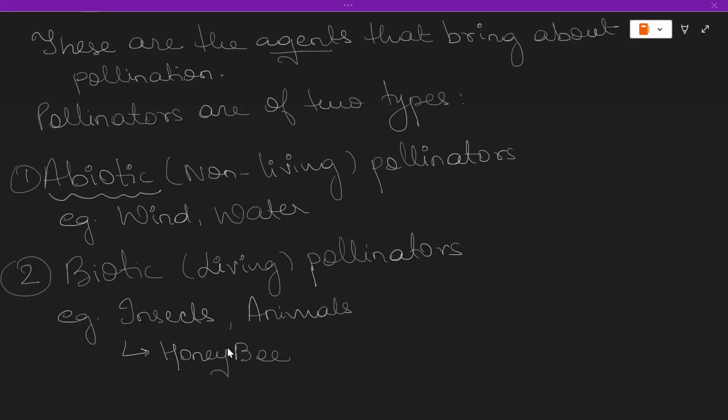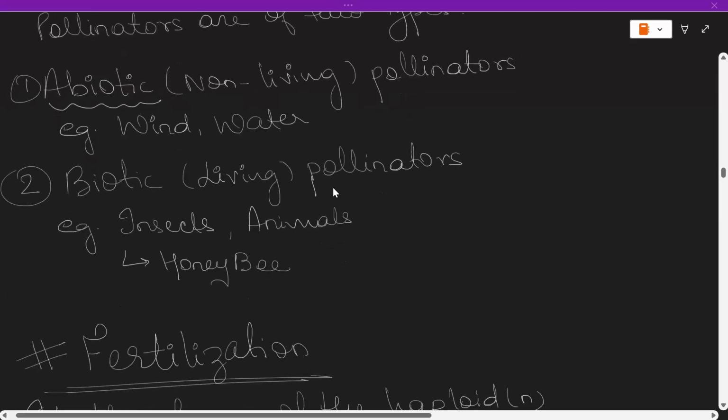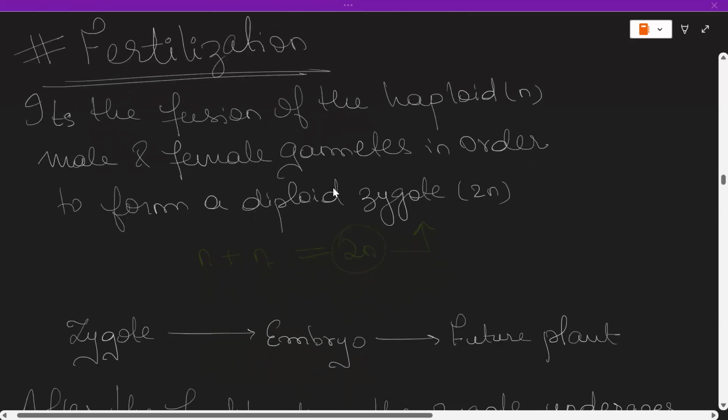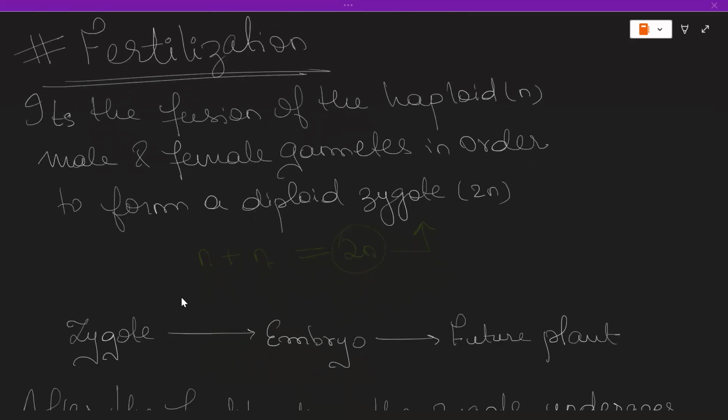All right. Any doubts, students? Any doubts up until now? No. All right. So now moving forward, talking about the next topic, that is fertilization. Like I told you, when the male gamete and the female gamete have been transferred, now the male gamete will fuse with the female gamete. So that fusion is called fertilization.